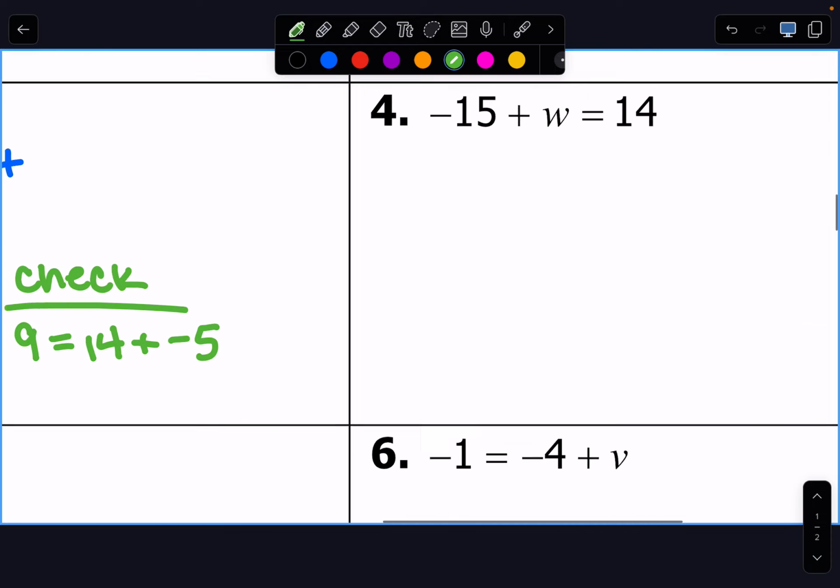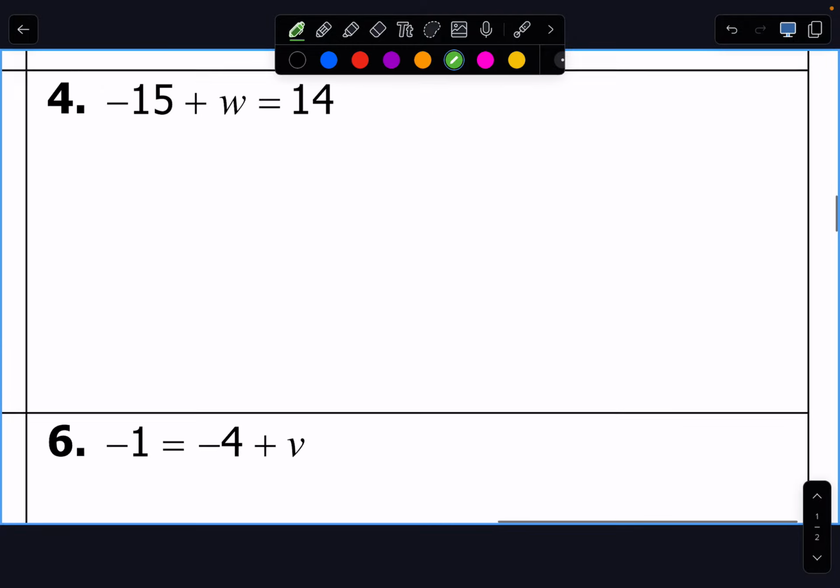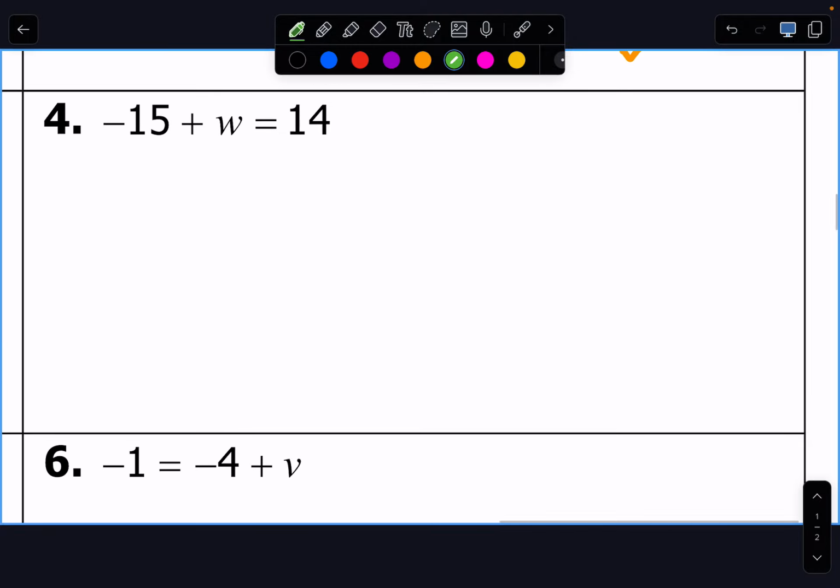All right, now number 4 makes me just a little bit nervous. So we're going to talk through number 4. Could everybody draw their fence first? Okay, and here's W, our variable. We want W by itself, which means that 15, I need to be not there.